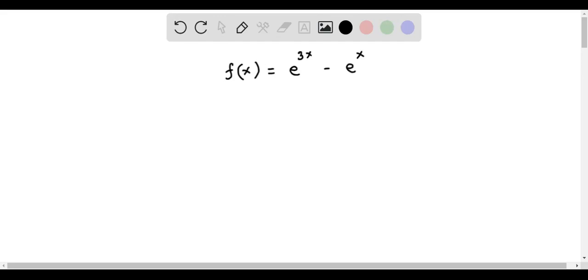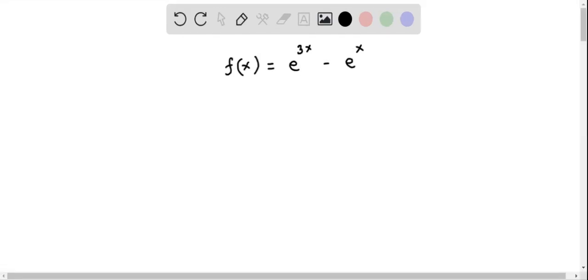Okay, here we have the function f of x equals e power 3x minus e power x, and we determine the intervals where the function is increasing. So to determine the intervals where the function is increasing, we prepare the sign chart for f prime of x, that is for the derivative of f of x.